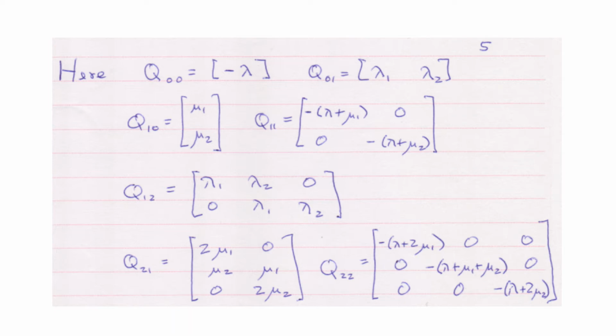You have the mu1 and then a minus mu1. You have a minus lambda that goes together with a lambda 1 and a lambda 2, and so those will sum to 0. Similarly for the row that has a mu2 and a minus lambda plus mu2, lambda 1, lambda 2, the sum of that row will also be equal to 0.